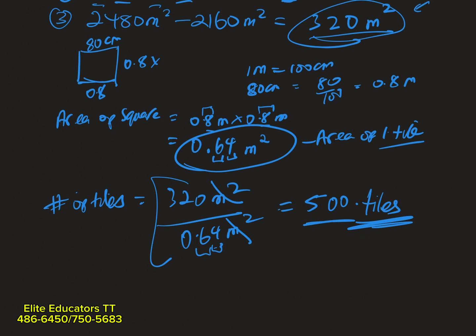We can always double check it by multiplying 500 by 0.64, and we should get to 320 as well. So the answer is 500 tiles.